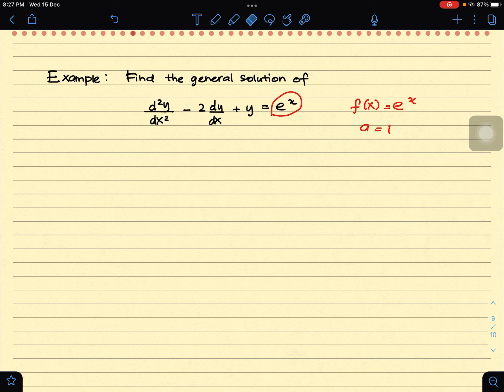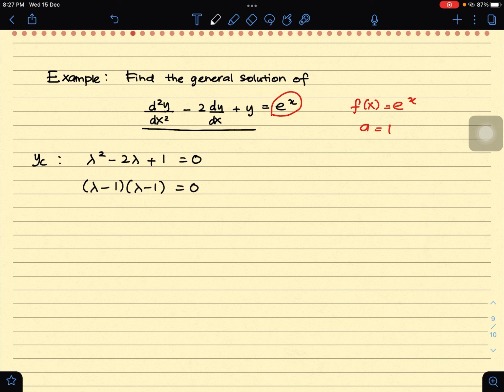So as I said to you before, whatever method that you use, the first thing that you need to do is to find what is your yc. So to find your yc, you need to write your homogeneous part of your equation as auxiliary equation, where you will have lambda square minus 2 lambda plus 1 equal to 0. Okay, from here when you factorize, you will get lambda minus 1, lambda minus 1 equal to 0. So what you have here, your lambda 1 is equal to 1, your lambda 2 also equal to 1.